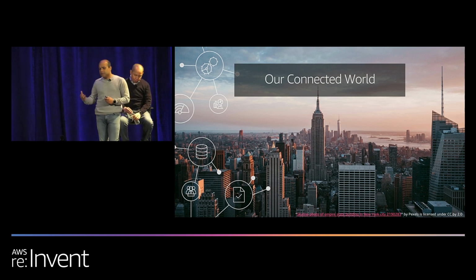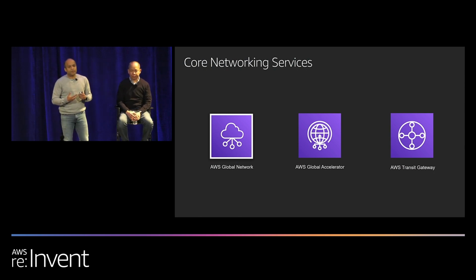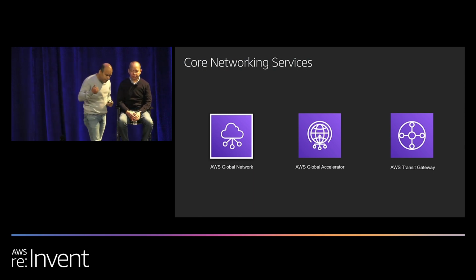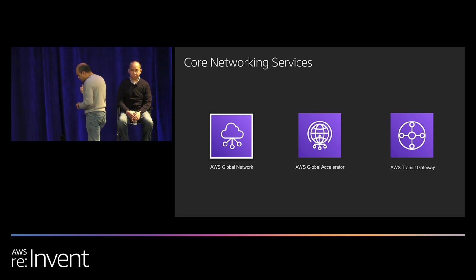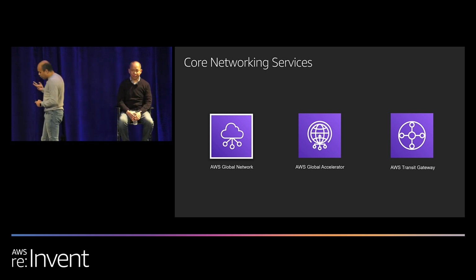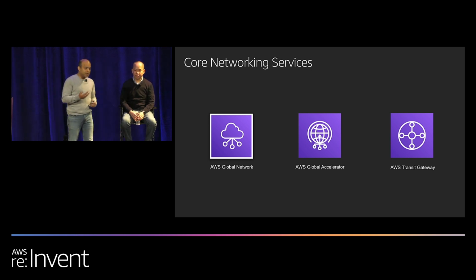So before I get into the features we want to talk about, I would like to talk about a few core networking features of AWS. One, our AWS Global Network. The second capability I want to talk about is Global Accelerator. And the third, AWS Transit Gateway.